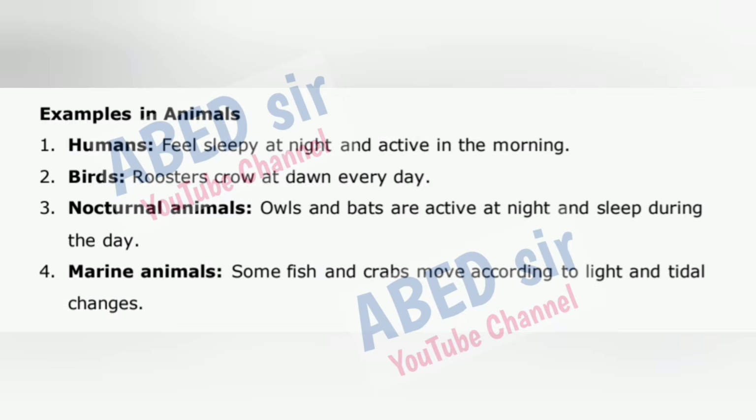Examples in animals. 1. Humans feel sleepy at night and active in the morning. 2. Birds, roosters crow at dawn every day. 3. Nocturnal animals, owls and bats are active at night and sleep during the day. 4. Marine animals, some fish and crabs move according to light and tidal changes.